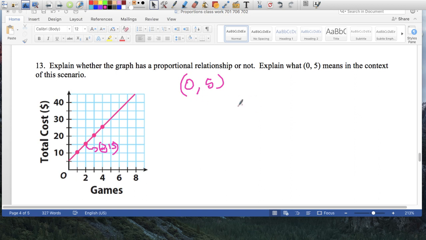Well, one explanation could be that he's buying 0 games, but he might be buying something else, like a controller or a membership fee or a hat or a cup or whatever it is. That would explain that even though he's buying 0 games, he's still paying $5. So there must be something else besides games that he's buying. Okay, and that explains that.